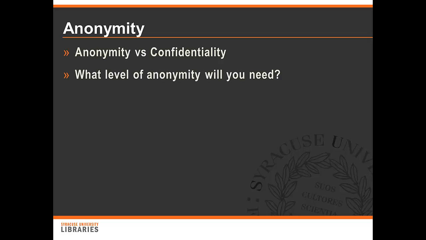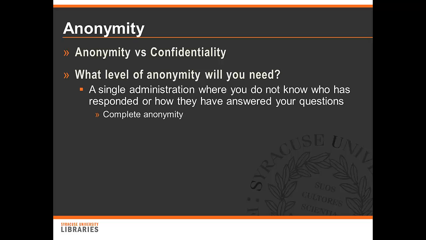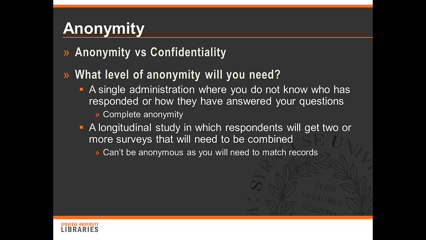It is very important that you decide early on what level of anonymity you will need, as this will impact what data are collected. Will you be doing a single administration where you do not need to know who has responded or how they have answered your questions? This is complete anonymity and is rather easy to implement in Qualtrics. Are you doing a longitudinal study in which respondents will get 2 or more surveys that need to be combined? In this instance, it can't be strictly anonymous, only confidential, as you'll need to be able to match records from the first administration to the second to the third, and so on.